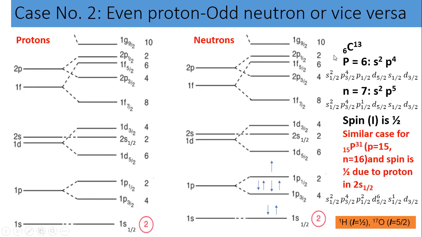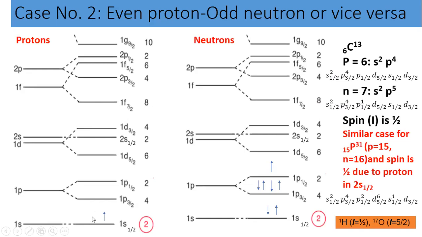Again, the number of protons is 6 and the number of neutrons is 7. This is the simple representation, s holding 2 and p holding 4, further split into the individual orbitals. That means s1/2 holds 2 and p3/2 holds 4 protons, and similarly for the neutrons, and the seventh neutron goes to p1/2. You can have a look at this building up of the protons in the energy level.